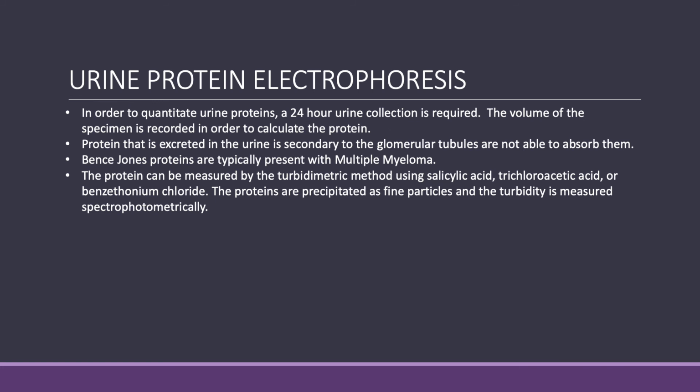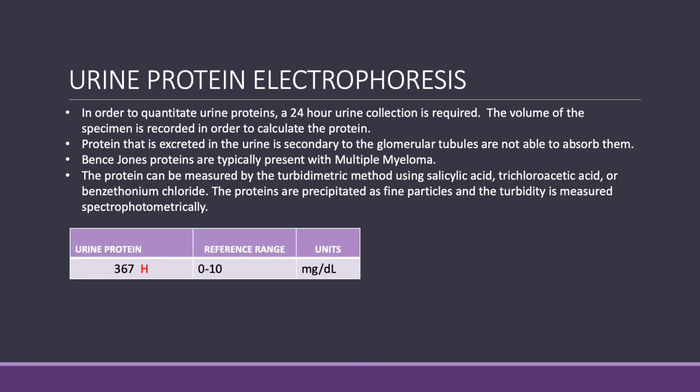Urine protein electrophoresis. In order to quantitate urine proteins, a 24-hour urine collection is required. The volume of the specimen is recorded in order to calculate the protein. The protein that is excreted in the urine is secondary to the glomerular tubes not being able to absorb them. The Bence-Jones proteins are typically present with multiple myeloma. The protein can be measured by the turbidimetric method using salicylic acid, trichloroacetic acid, or benzethonium chloride. The proteins are precipitated as fine particles and the turbidity is measured spectrophotometrically.